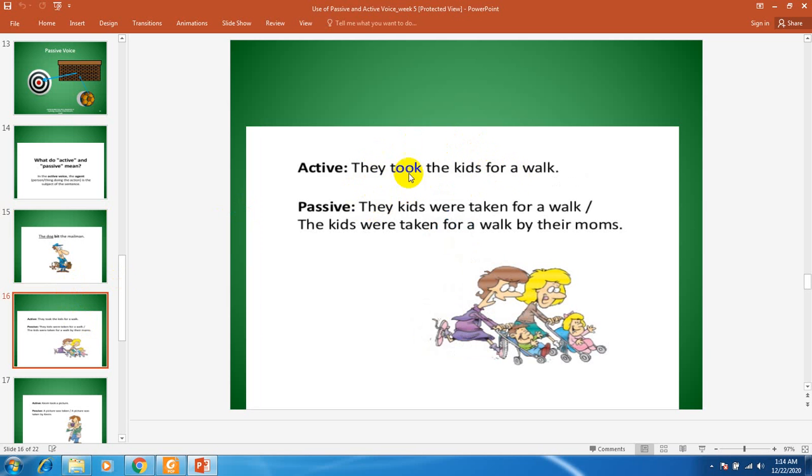Whenever we want to change it to passive voice, how can we change it? The kids were taken for a walk, or the kids were taken for a walk by their moms. So this is passive voice and this is active voice. Look here, we have the direct relationship between subject and object, but here we have some indirect relationship between object and subject.